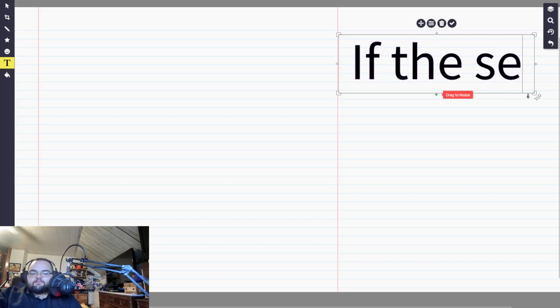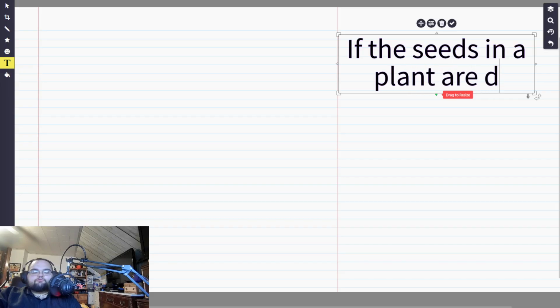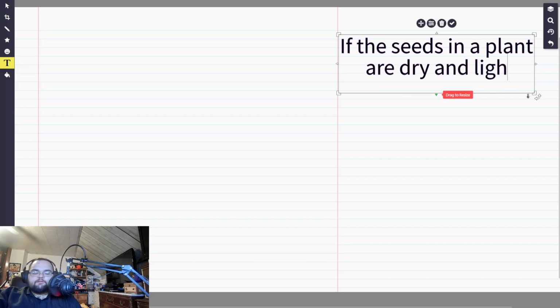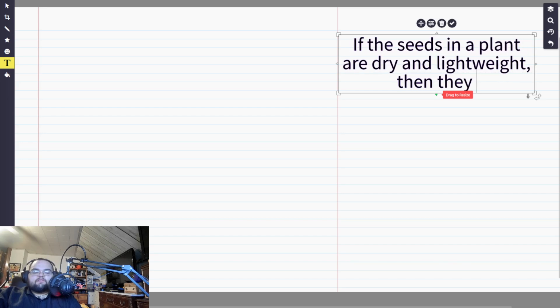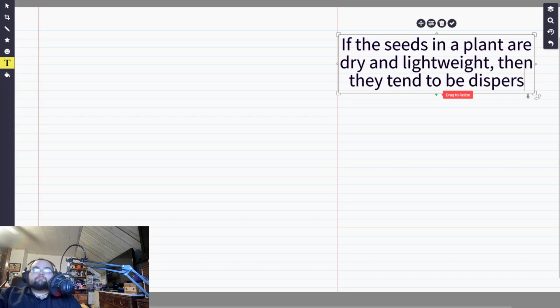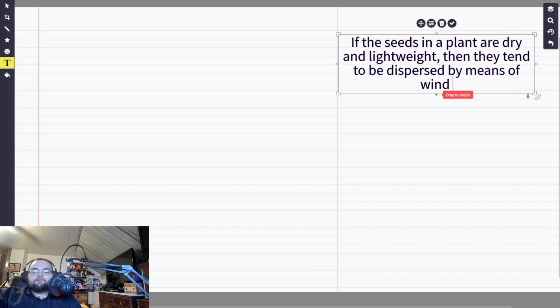If the seeds in a plant are dry and lightweight, then they tend to be dispersed by means of wind and water. Wind or water.